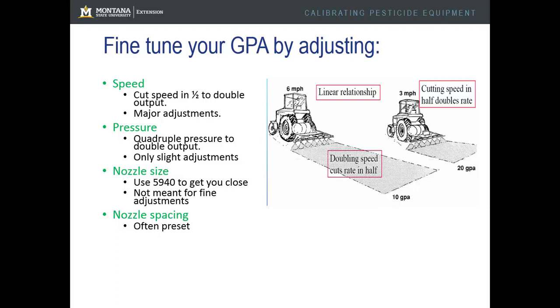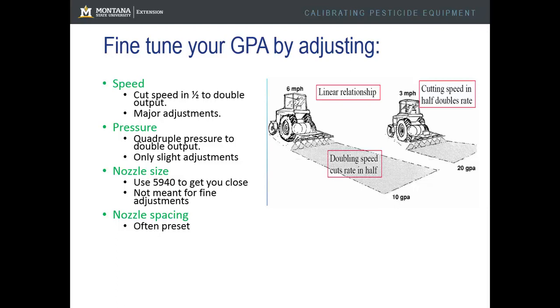If the calibrated output is not what is desired, you can 1. Adjust speed, 2. Adjust pressure, 3. Change your nozzles, or 4. Change nozzle spacing. For huge changes to the output, you may wish to change nozzles. By changing nozzles and working with a nozzle specialist, you may purchase a nozzle that targets an ideal output.